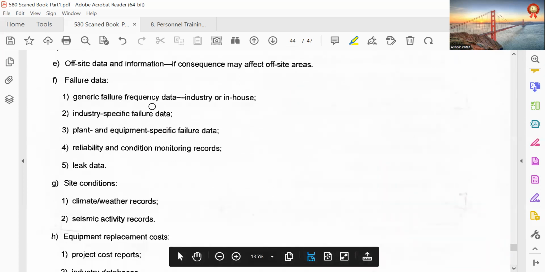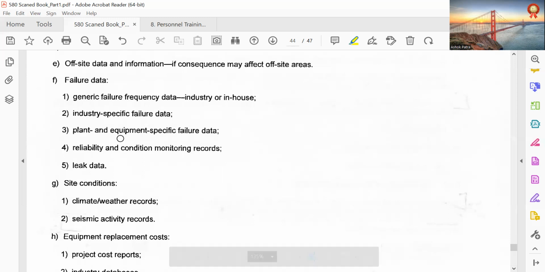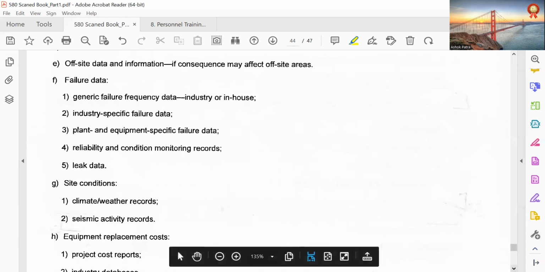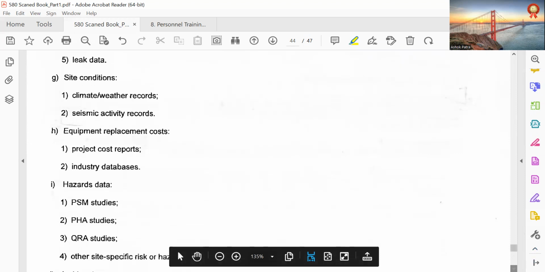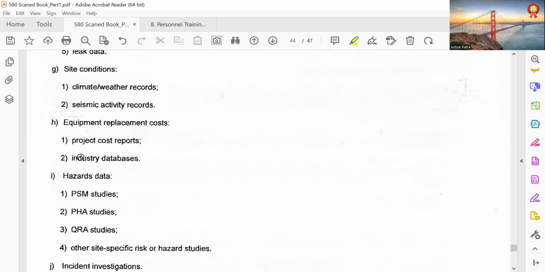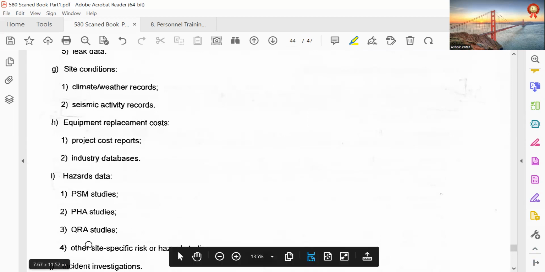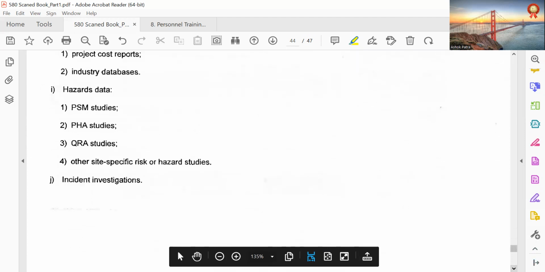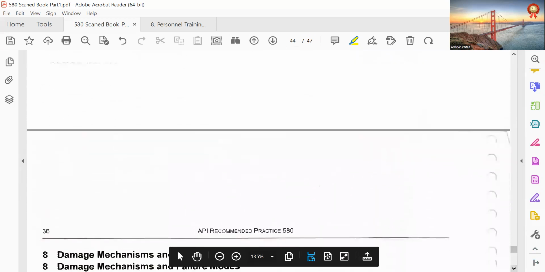Failure data, generic failure frequency data, industry or in-house industry specific failure data, plant and equipment specific failure data, reliability and condition monitoring records, leak data, site condition, climate, weather records, seismic activity records, equipment replacement cost, project cost report, industry database, PSM studies, PHA studies, QRA studies, other site specific risk and hazard studies, incident investigation.